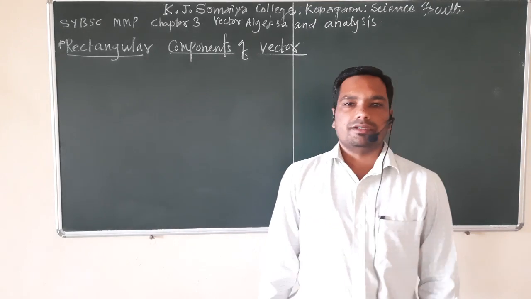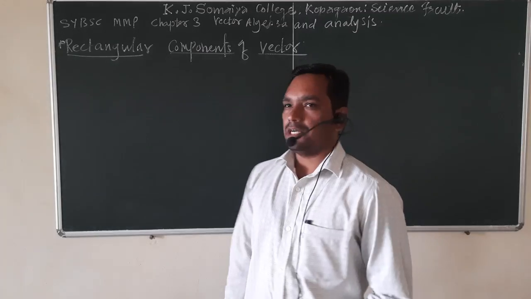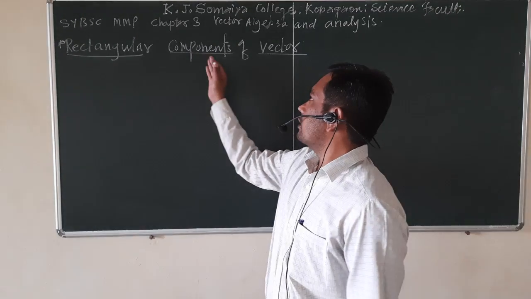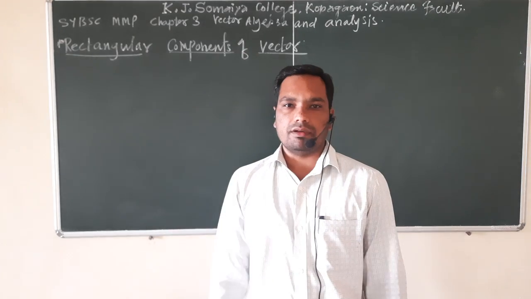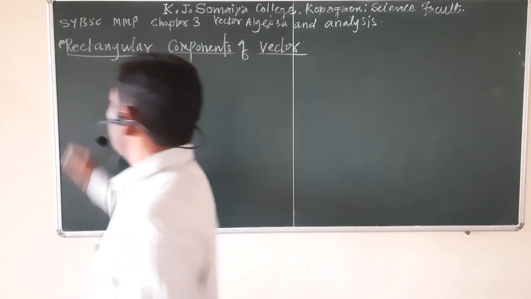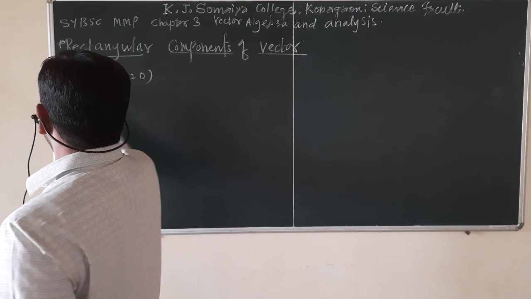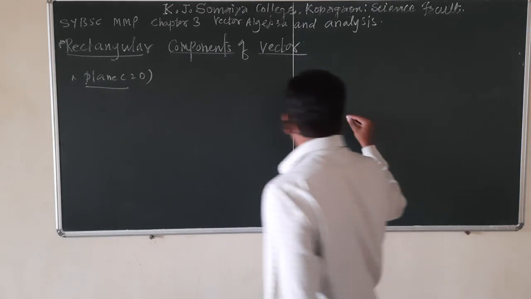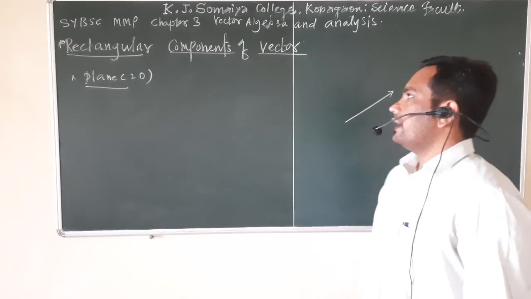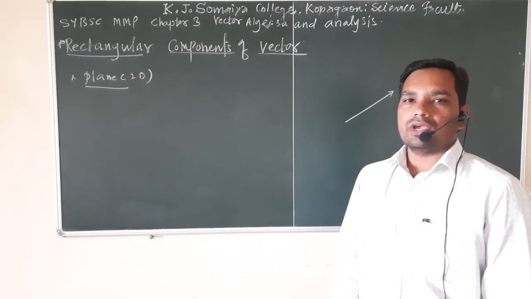In this lecture, we are going to study the next point in our chapter, vector algebra and analysis, which is rectangular components of a given vector. Suppose we have a two-dimensional vector, in a plane. Suppose I show that vector over here, and we have to find the rectangular components of this vector in two dimensions. So how can we find them?